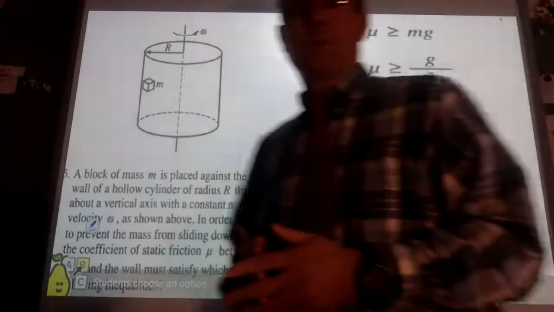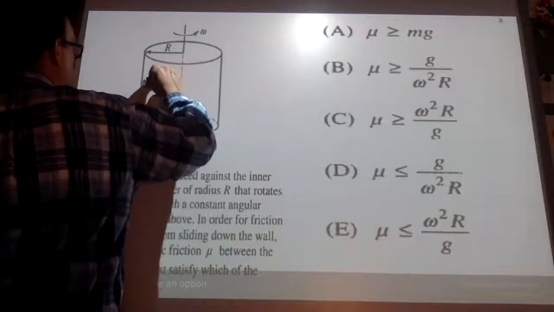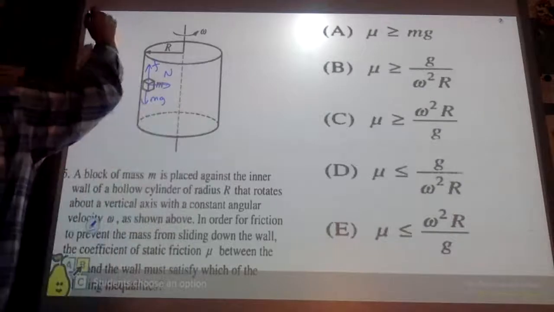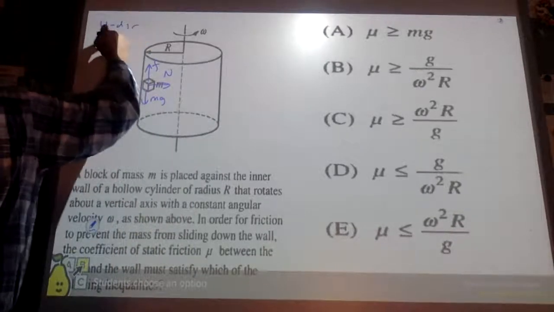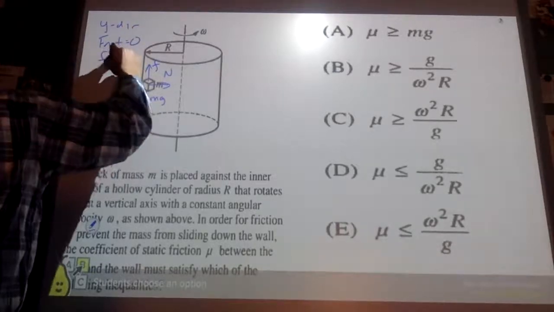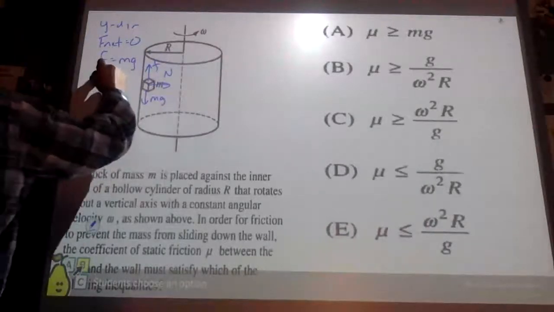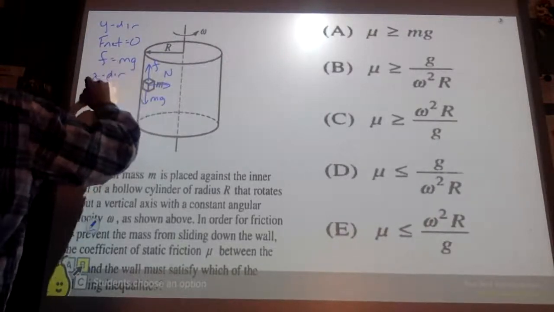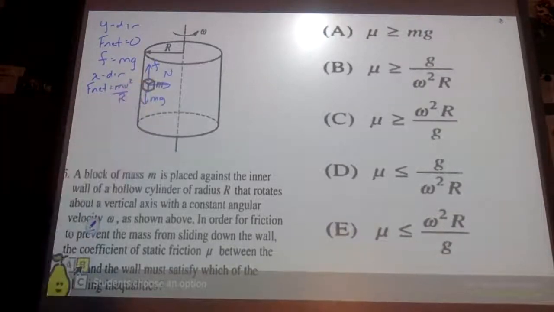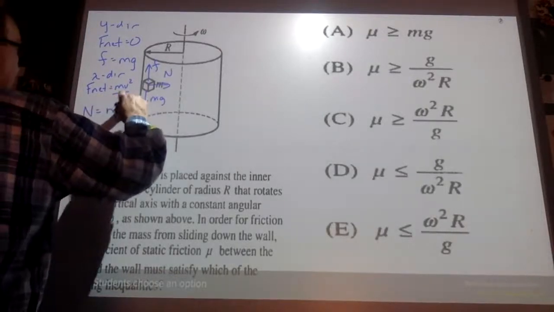All right, so first, free body diagram. There's a normal force towards the center. There's a force of friction up. There's a force of weight down. In the y direction, F net is equal to 0. So friction is equal to mg. In the x direction, F net is equal to mv squared over r. N is equal to mv squared over r.